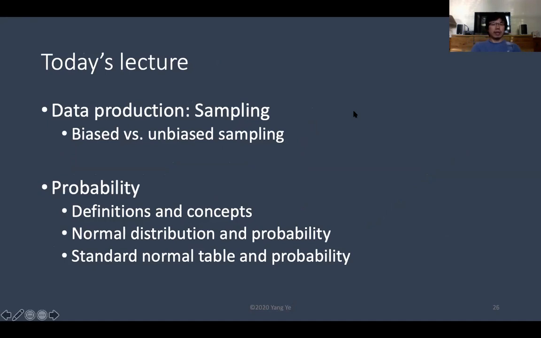Okay, so in today's lecture, we'll talk about probability, but before that, I want to talk about sampling, the basic concept of sampling. And in probability, I want to talk about some concepts related to probability, but we'll focus on a normal distribution and using the standard normal table to determine the probability of certain events.